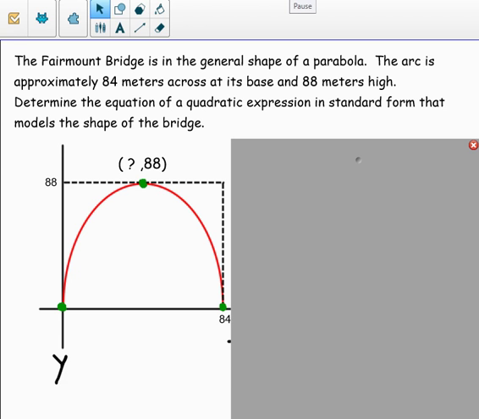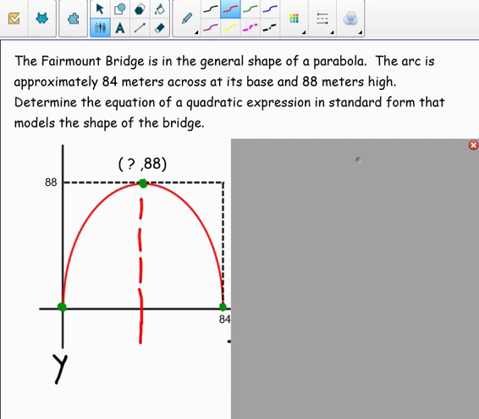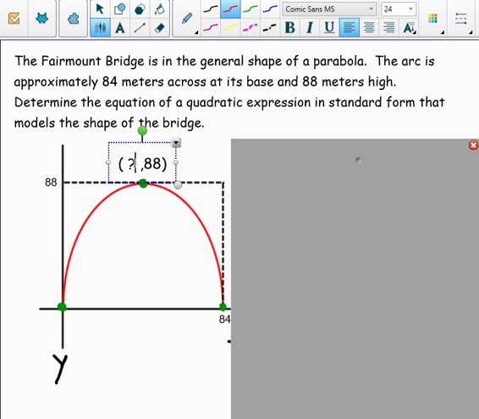Now, before we move on to finding the equation, we have to find the midpoint of this parabola, this midpoint right here. To find the midpoint, it's very simple. This point is 0 right here, and this is 84. We just divide by 2. So 84 divided by 2 is 42. So our point right here would be 42 and 88.